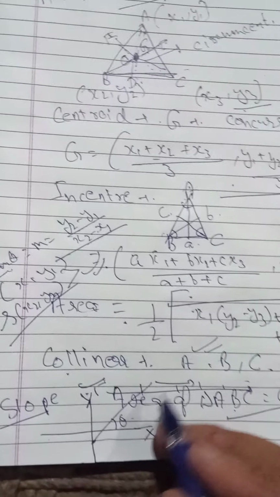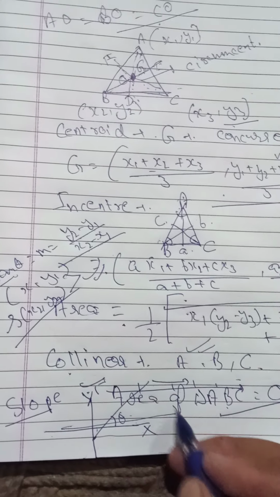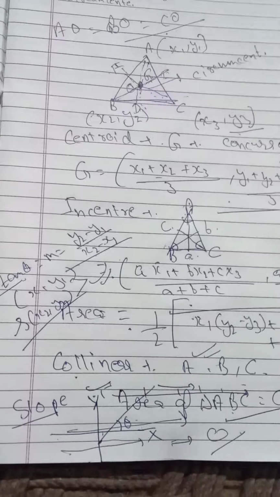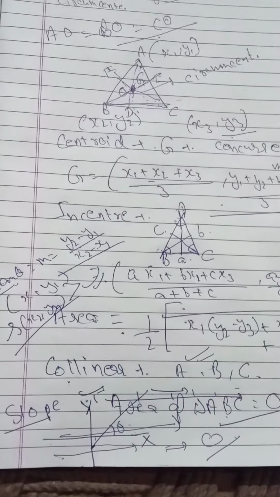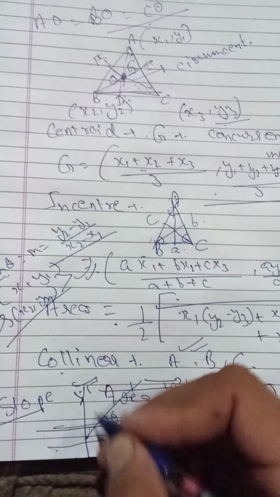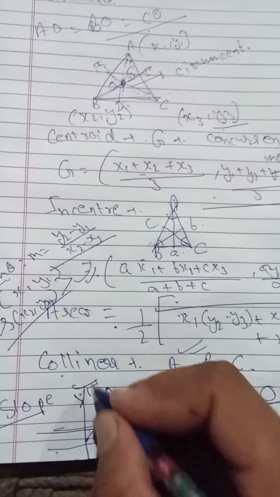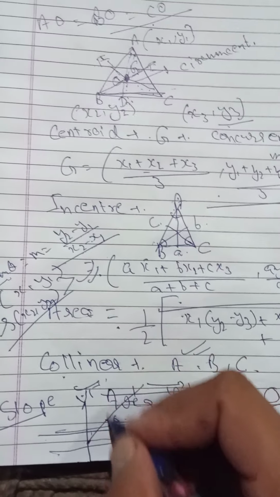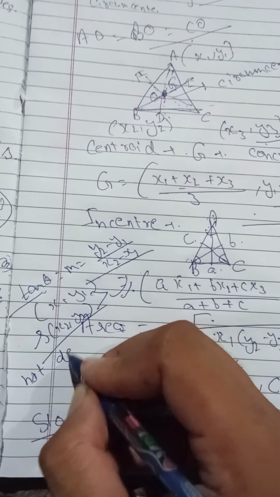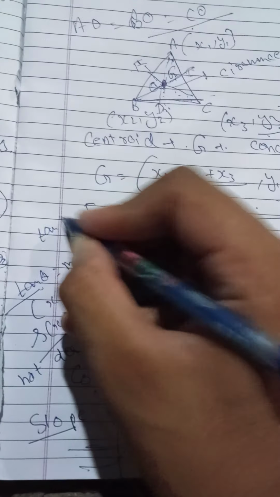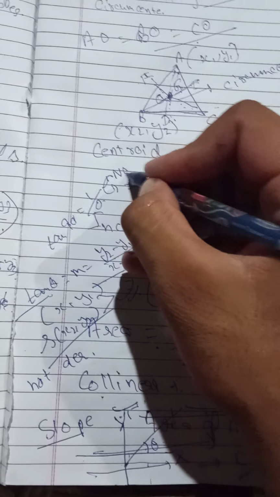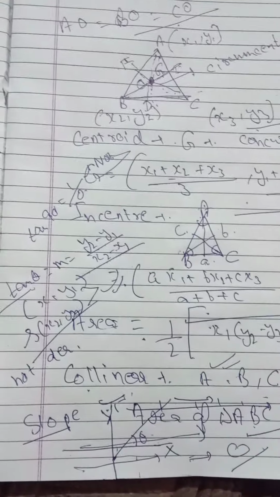As we know, the slope of the x-axis or a line parallel to the x-axis will be 0, since tangent 0 is 0. And for a line perpendicular to the x-axis, that is the y-axis or a line parallel to the y-axis, the slope is not defined, as tangent 90 is 1 by 0 and this is not defined. This is the property of slope.